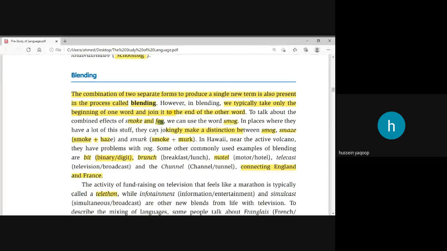Again, here we have different examples. Very interestingly, to go to this word that I'm highlighting, brunch. Now, brunch comes from what? From breakfast and lunch. The abbreviated parts here are br from breakfast, and the unch from lunch. These are combined or blended together to mean brunch.